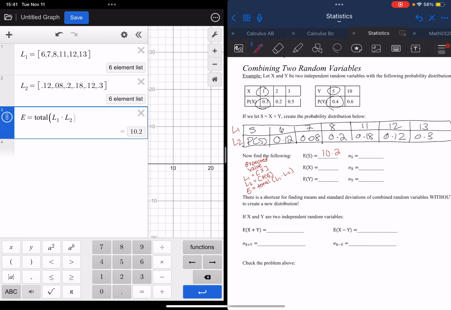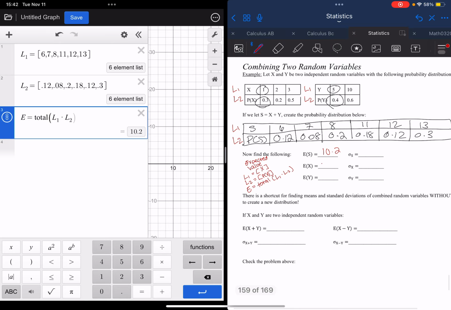So in order to do E of X and E of Y, I would do the same thing, but now replace my L1 and L2 with the ones that match with the table. So for X, I would be putting 3 elements in each list, and then for Y, 2 elements in each list, and it would give me my E of X and E of Y, which is 2.2 and 8.